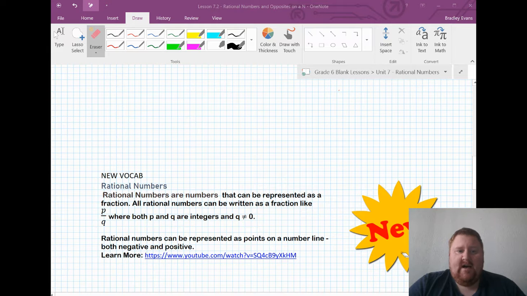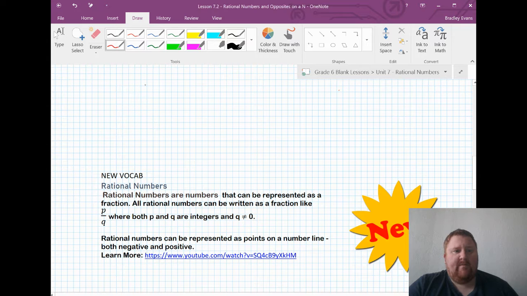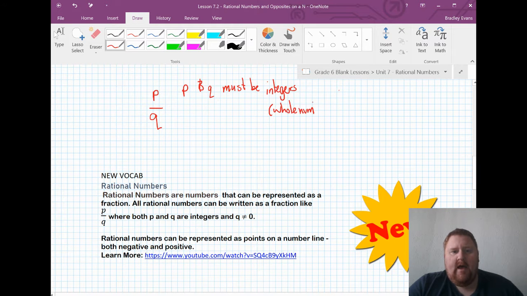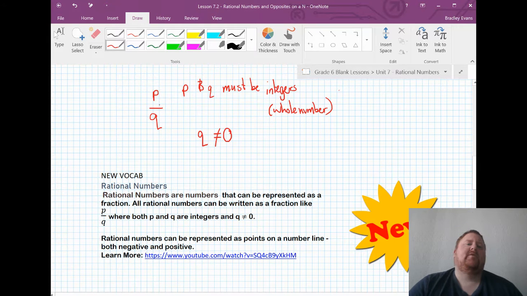Well, rational numbers are any number that can be represented as a fraction. All right, and normally we would represent that like p over q. Now, there are some conditions. P and Q must be integers, which means that they are a whole number. All right? And Q cannot equal 0. We cannot have a denominator of 0. And if you're interested to know why, I will send you a link for that. But we cannot divide something by 0.